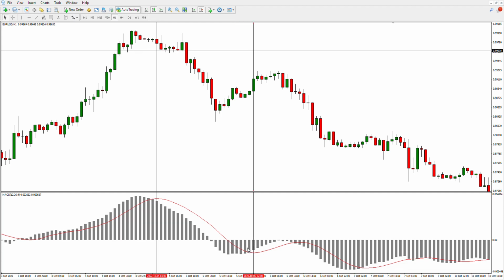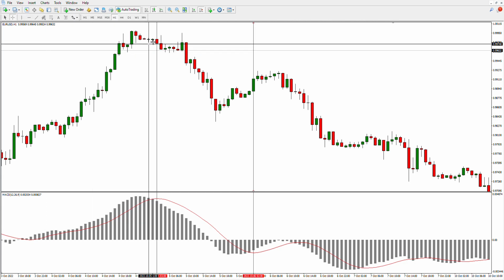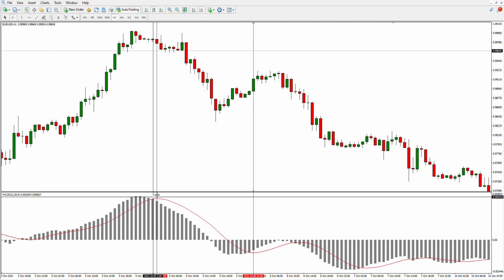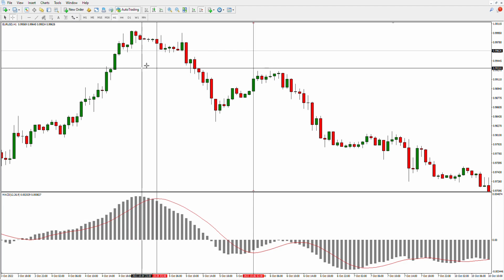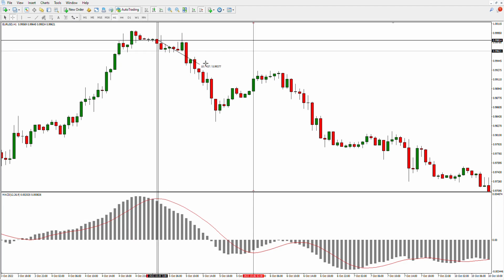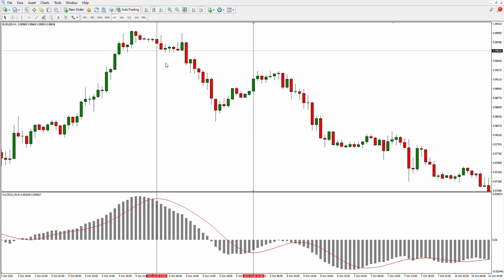And the opposite signal occurred there. So that move there, if you were entering solely on the MACD crossing the signal line, that trade there would have been just over 90 pips after broker fees. So not a bad trade.